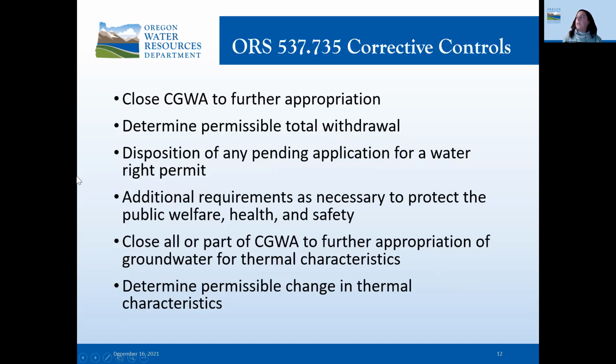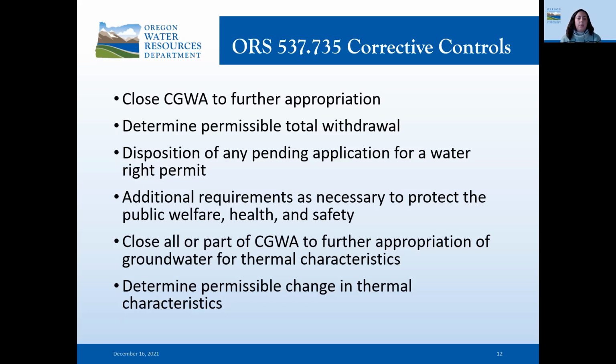So I do have a slide listing these off. These are separate and distinct from the corrective control provisions, which are authorized after the contested case proceeding, which occurs under 742. So these are the corrective control provisions that the Commission can include within the rule during the rulemaking process. These include a provision which closes the critical groundwater area to any further appropriation of groundwater, a provision determining the permissible total withdrawal of groundwater in the area, a provision that disposes of any application for a water right permit for the use of water in the area that is pending at the time the Commission initiates the rulemaking process or that is received during the rulemaking process.